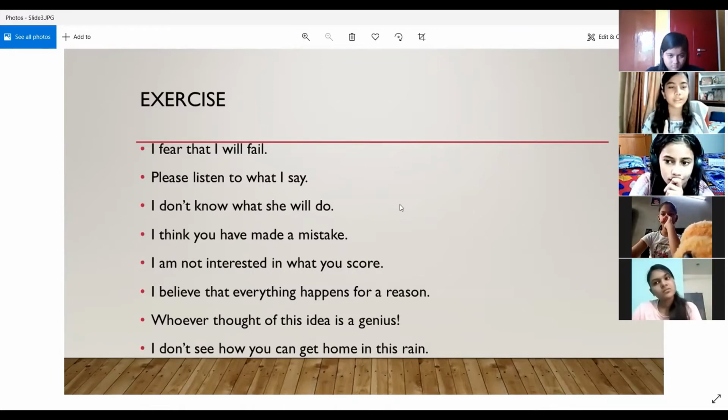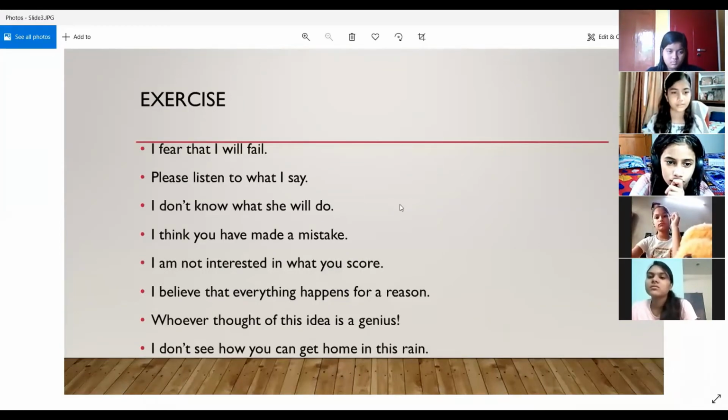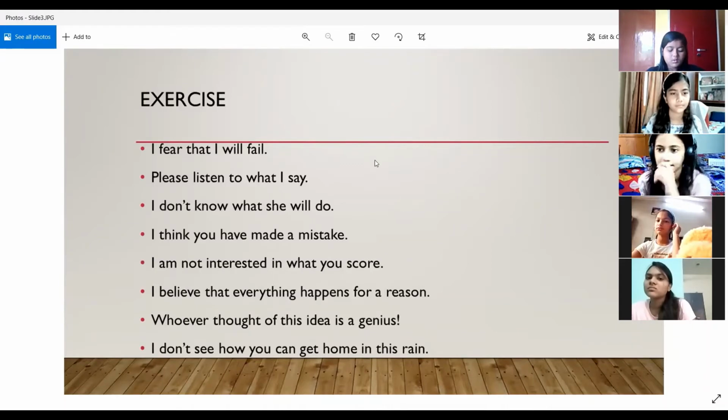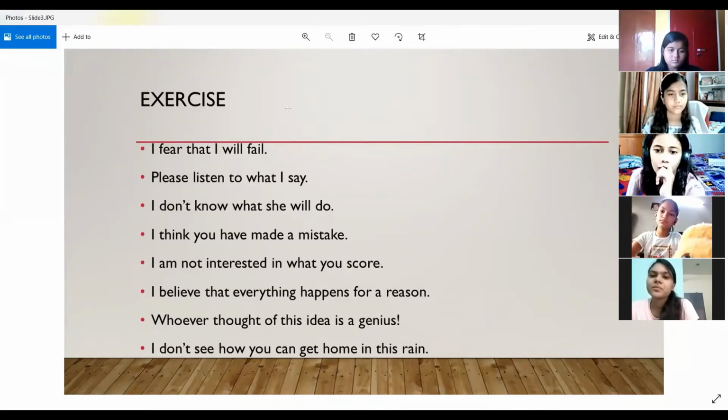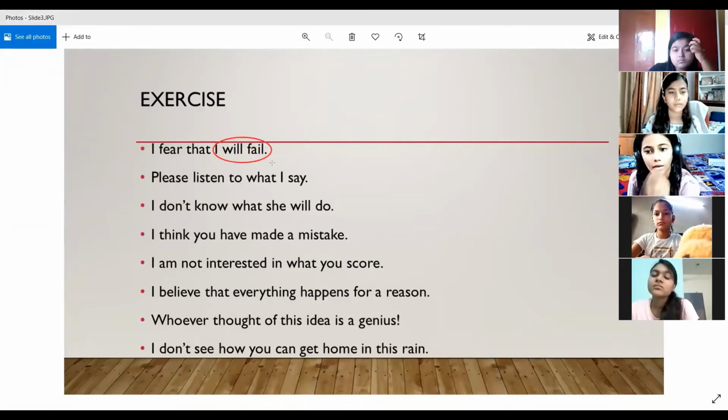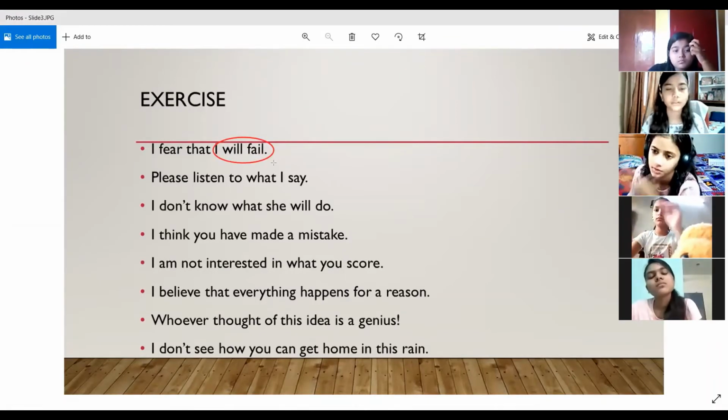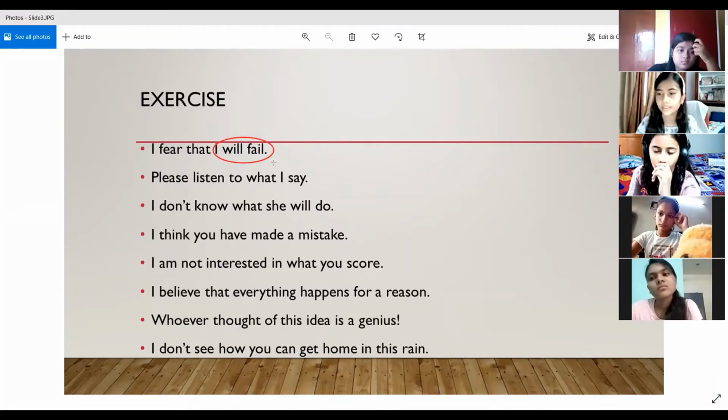What do I fear? Sir, the clause in this will be I will fail. Yes, because it will answer the question, what do I fear? And the answer is that I will fail. This is the thing that I fear. So that I will fail will become the clause. And tell me the verb because we need a verb to make it a clause. Otherwise, it will be a phrase. Sir, yes, fail will be the verb in this.